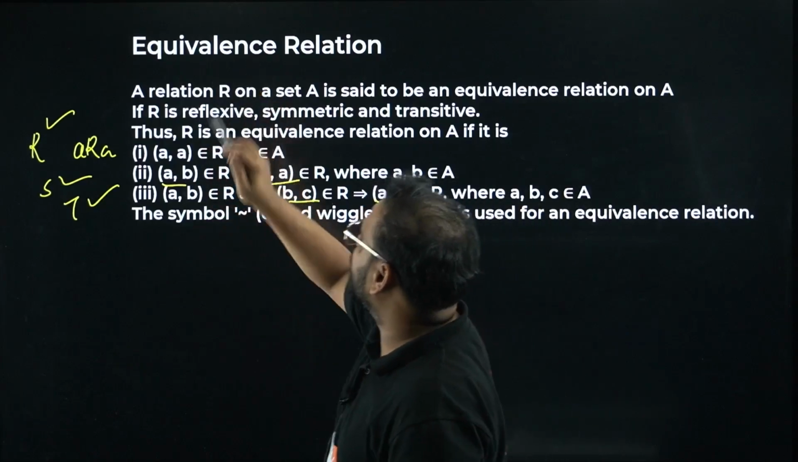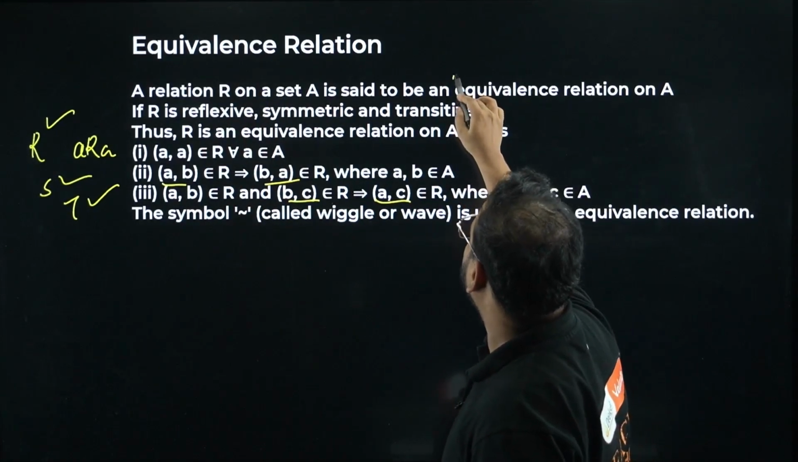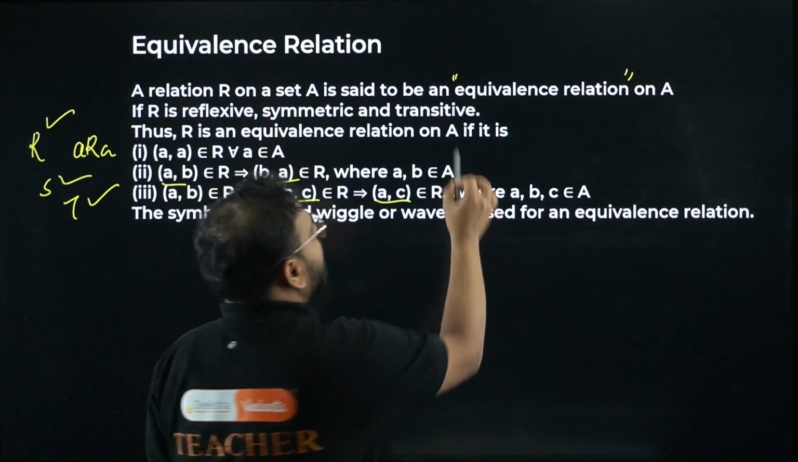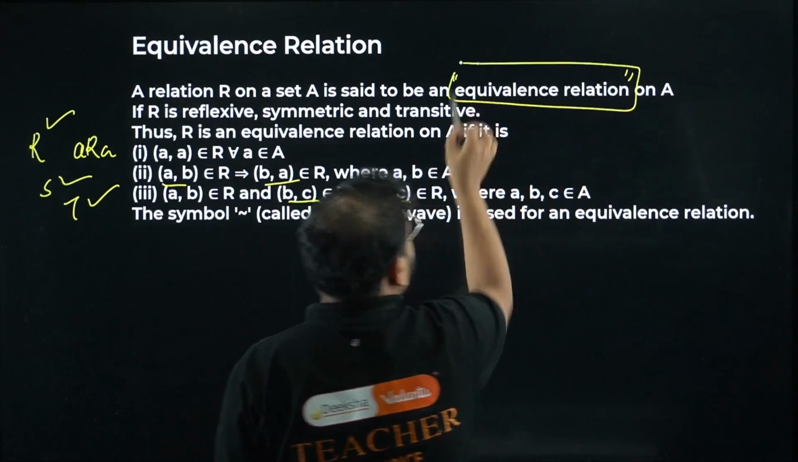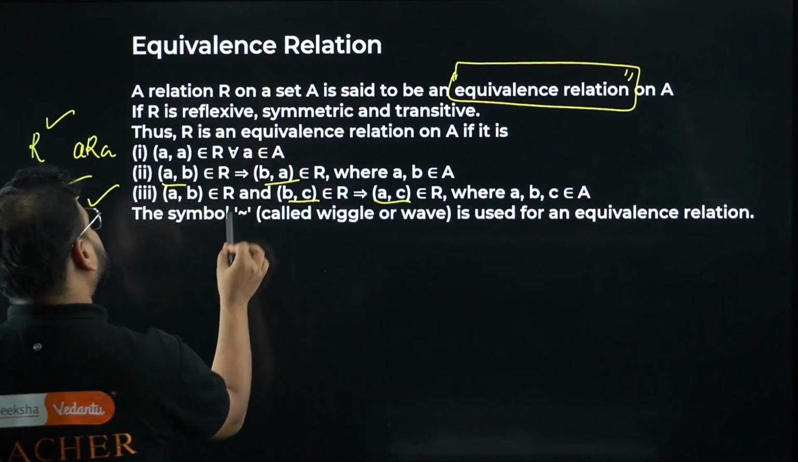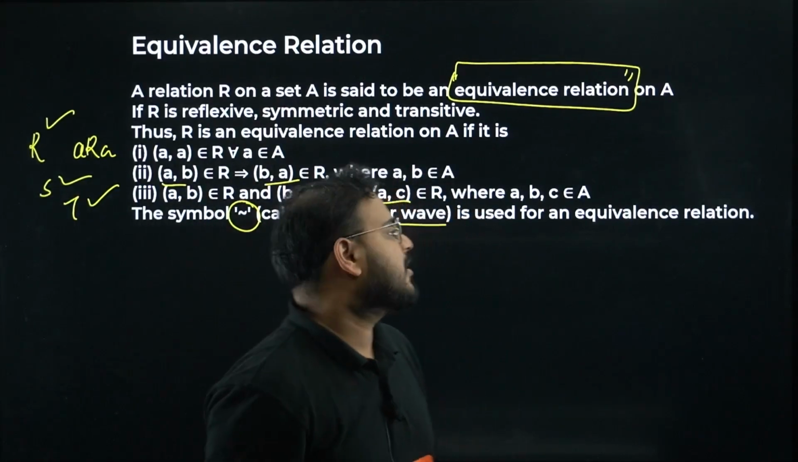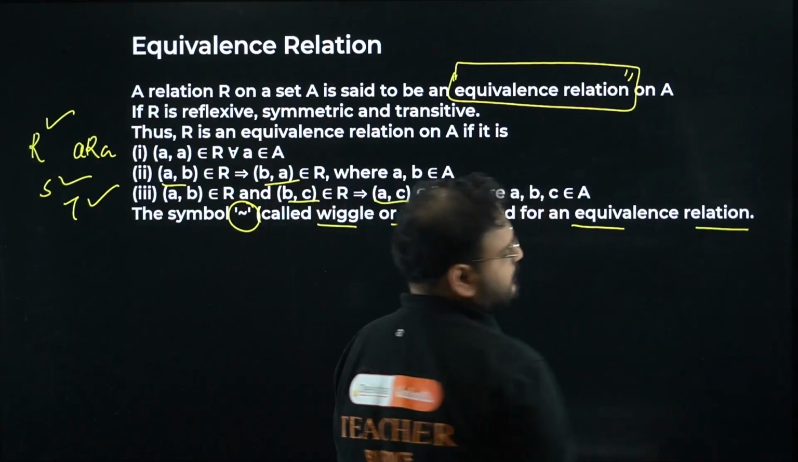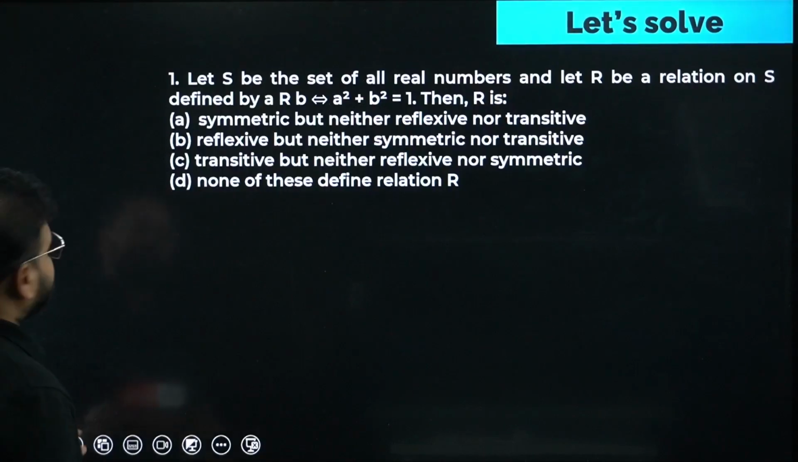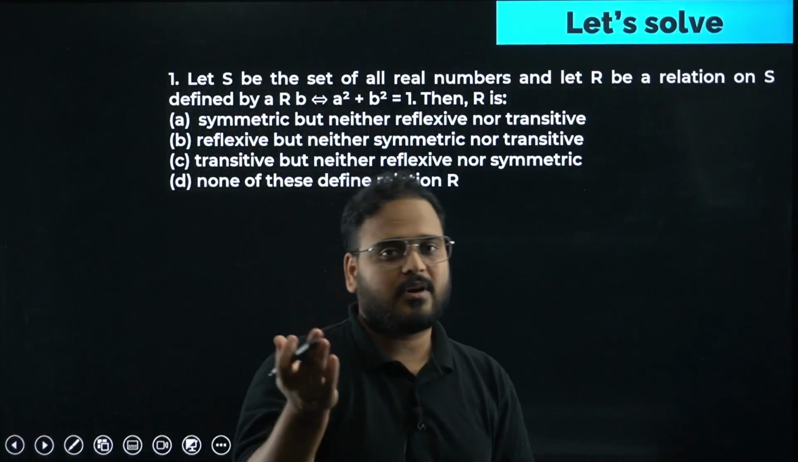You're going to call the given relation to be an equivalence relation. You're going to call this to be equivalence relation on the set A. Okay. And how are you going to represent this? With a symbol, this, also called a wiggle or a wave, which is used to identify a relation as equivalence relation. I hope this works out. Okay. Let's see a question on this. I hope this is clear. Simple thing. Combination of all the three is called simply your equivalence relation.